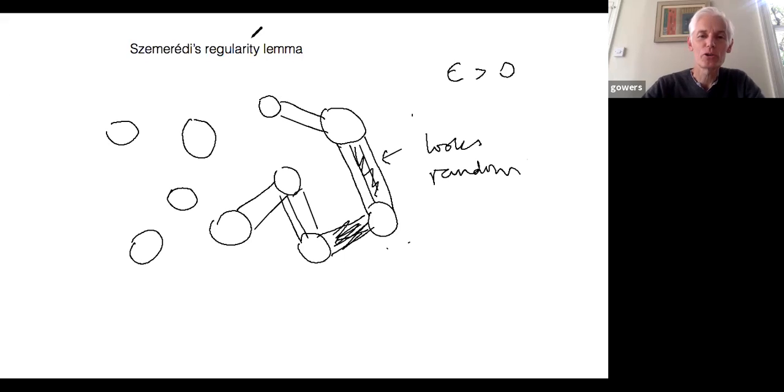So what you should imagine, and since drawing is a challenge, I'll just say it, is that all these pairs of blobs are joined with things like that. And all of these, except maybe just a few exceptions, behave very much like random graphs of the same density. So just imagine that the edges were scattered randomly.